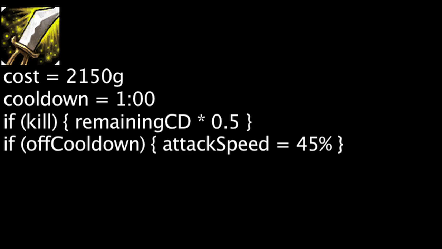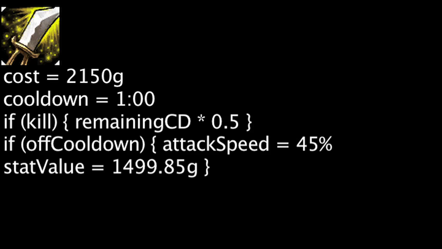If the item's effect is off cooldown, but it hasn't been activated, it will grant 45% attack speed. One is still wasting 650.15 gold on Sword of the Divine at this point.